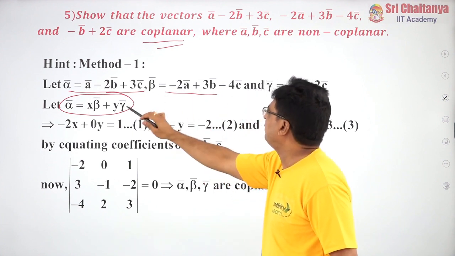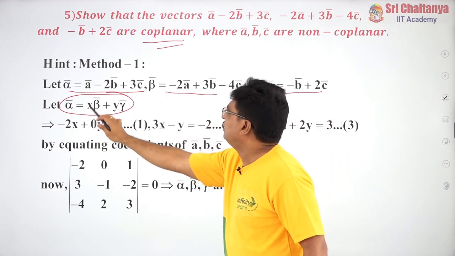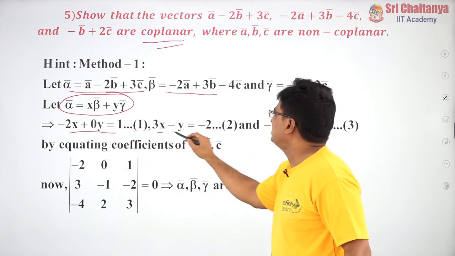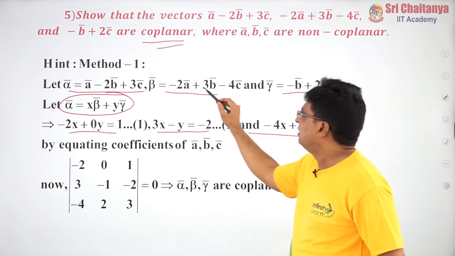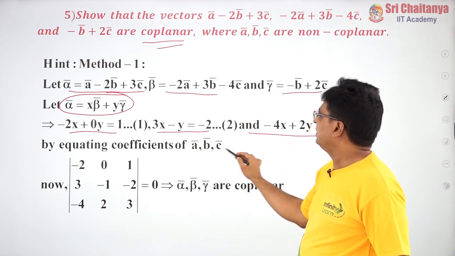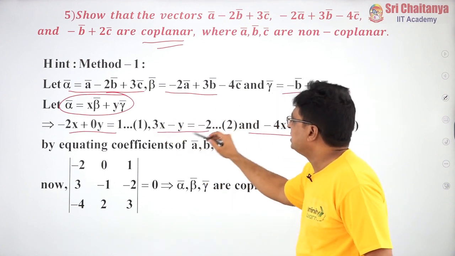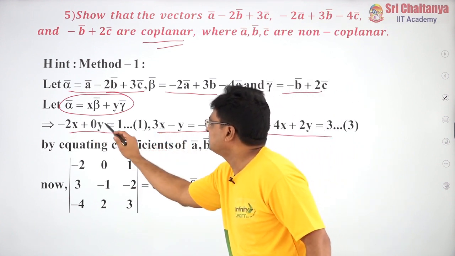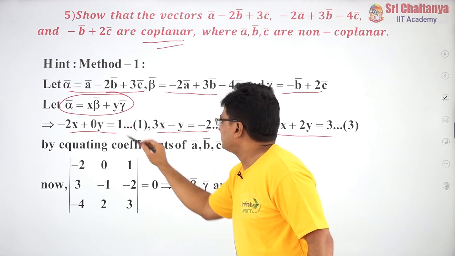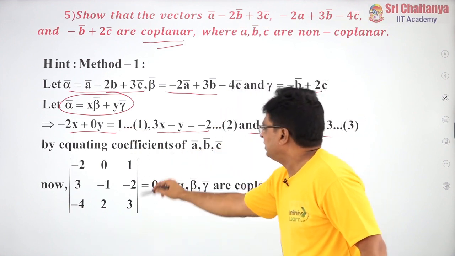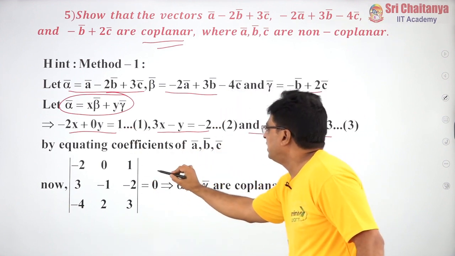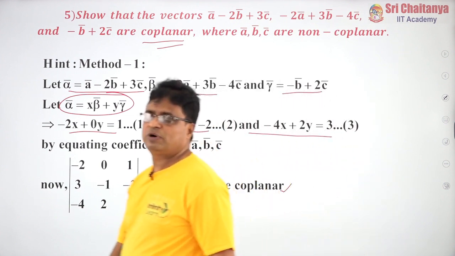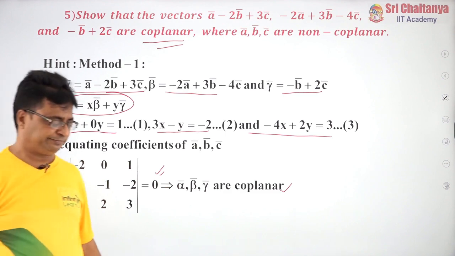After comparison of coefficients of a bar, b bar and c bar, you will get 3 equations. This is first equation, this is second equation and this is third equation. By equating the coefficients, you will get 3 equations and you take the determinant of the coefficients of x, y and the constant. You will identify that this determinant becomes 0, therefore the vectors become coplanar. This is one test.